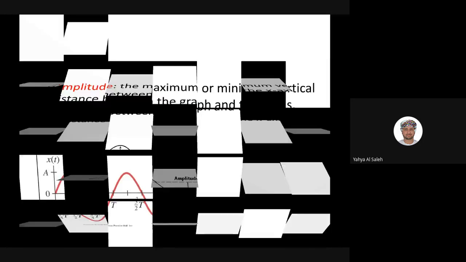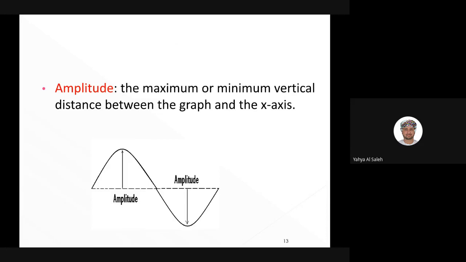Well, it looks like a sine wave, so we probably should use a sine function there somehow, or a cosine function. But we need a bit more information to be able to describe it. First of all, sine and cosine functions go from -1 to +1. And well, these things can go more than 1. So we need to multiply it by something to be able to describe it properly. And that thing is what we call the amplitude, the maximum or minimum vertical distance between the graph and the x-axis.